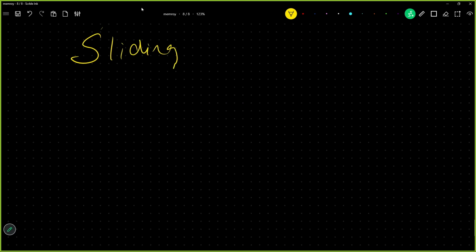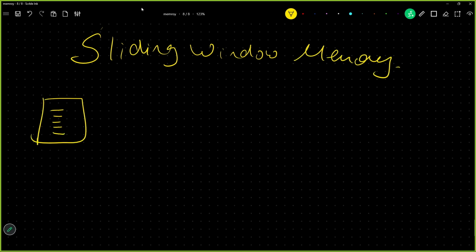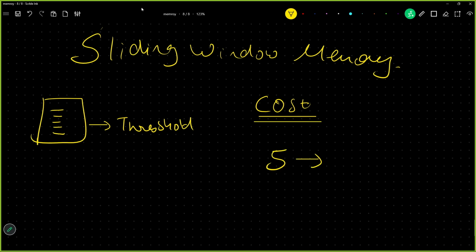Sliding window memory. Earlier we were dumping the list of turns one after the other. Now, in order to keep tight control over your cost, we are still dumping our chats, we are still dumping the conversation, but here we set a threshold. We set a limit that after 5 messages, the rest of the messages should be evicted. What do I mean by that?